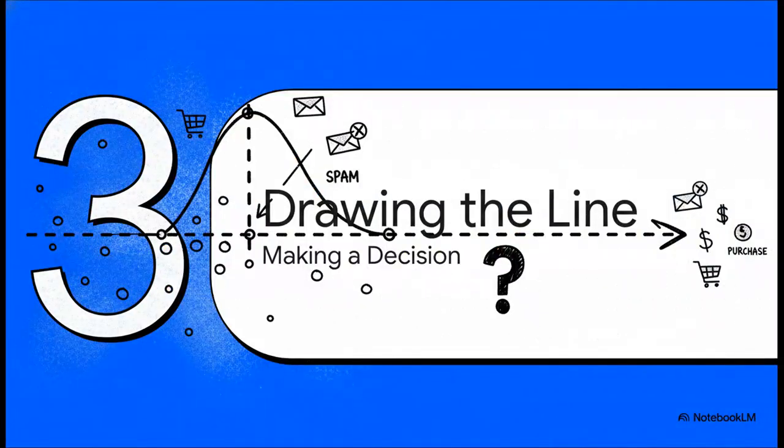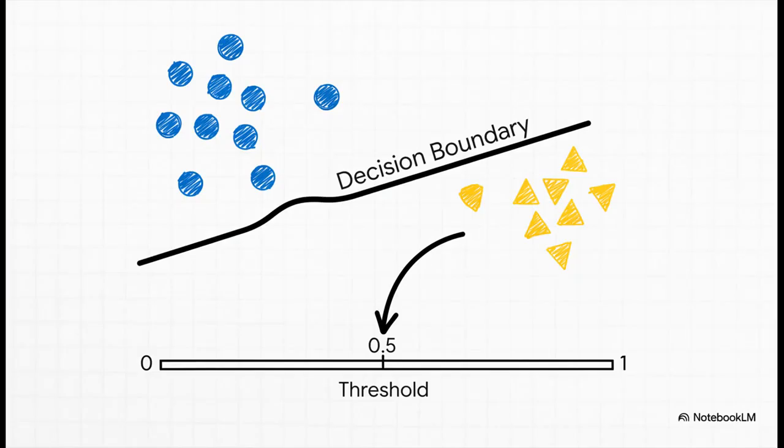Okay, so we have a probability, a 75% chance of spam, a 30% chance someone's going to buy something. But how does the model actually make the final call? How does it draw the line between a yes and a no? Well, it actually learns to draw a line in the data. We call it a decision boundary. On one side of this line, you've got all the yeses, and on the other, all the nos. Then it uses a super simple threshold. Typically, if the probability is over 0.5, it calls it a yes. If it's under, it's a no.